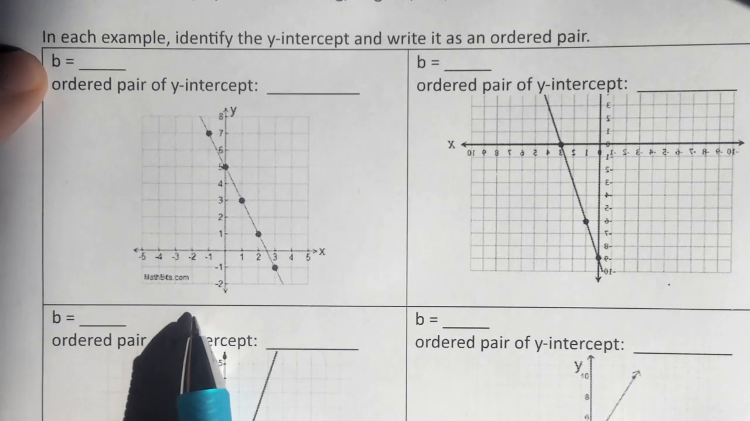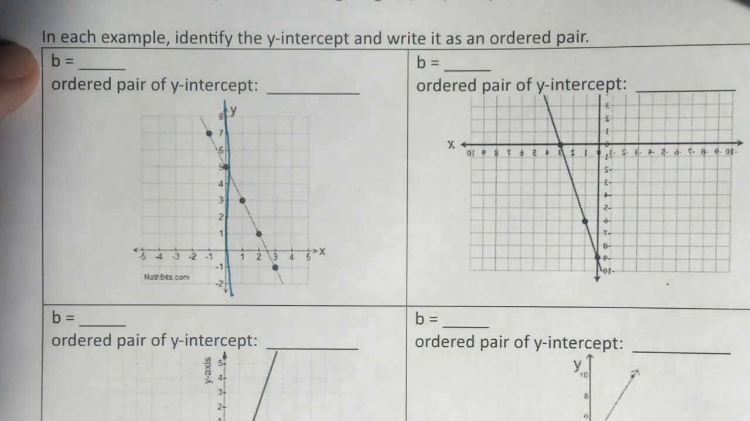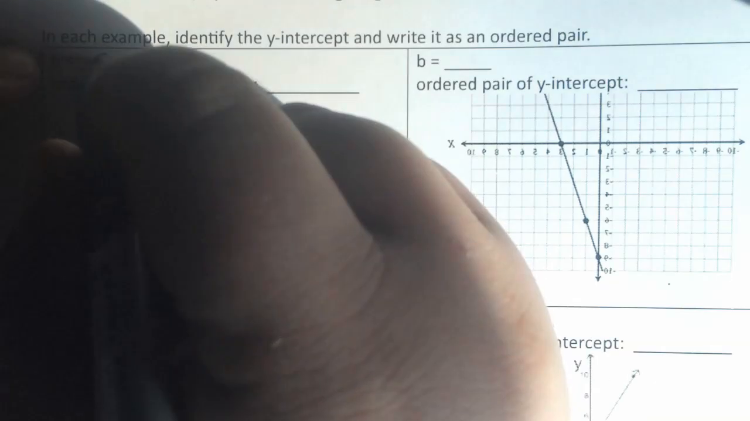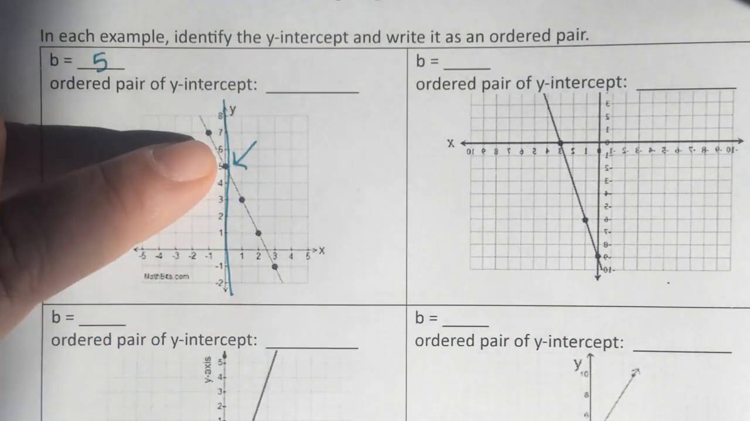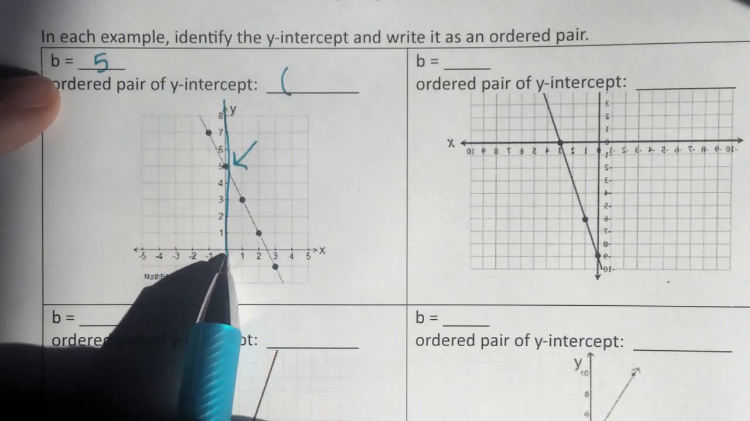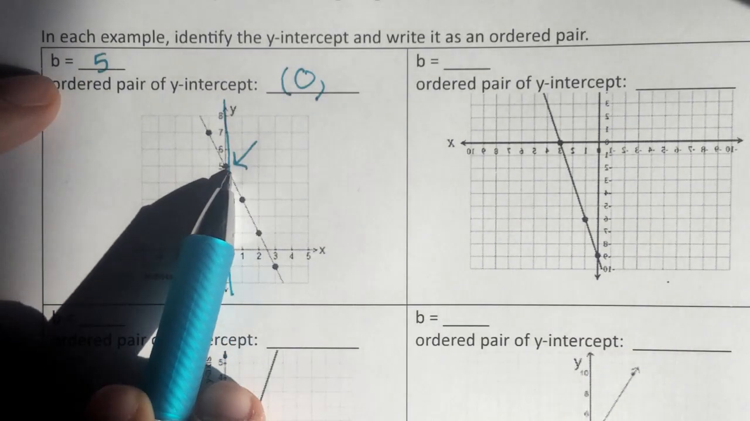So here I've got a graph, and we want to know what b is. b is the y-intercept, so I'm looking on the y-axis. I want to know where that line crosses the y-axis, which is right here. That is the number 5, so b equals 5. It is a positive 5 because it's on the going up part of the number line instead of the negative side. The ordered pair for that would be: the x value is 0, and the y value is 5. So the ordered pair is 0, 5.